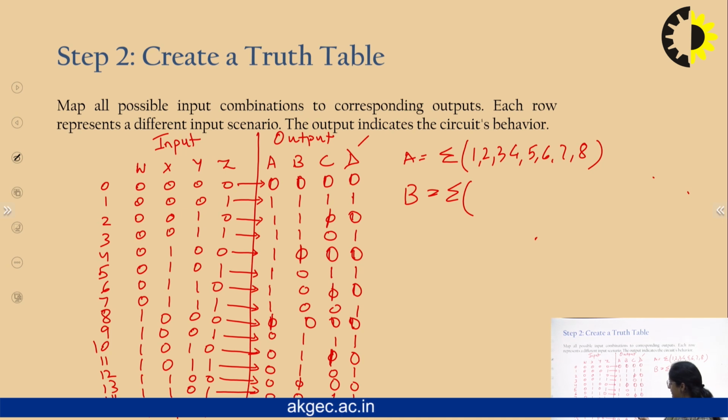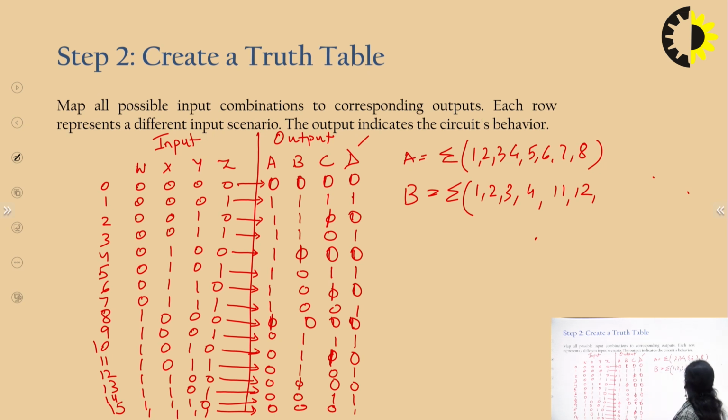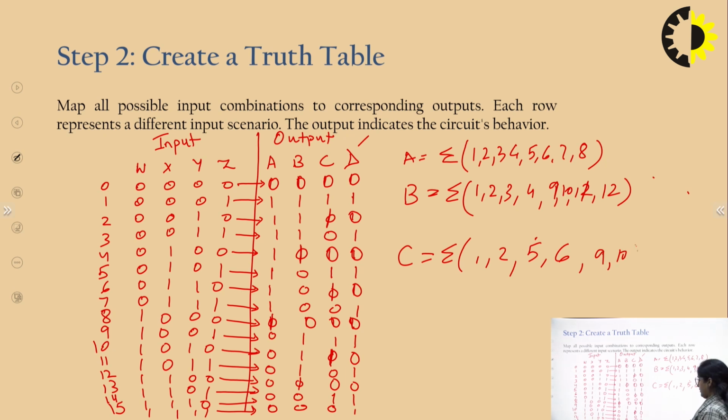Now in case of B, if I have to write, it is 1, 2, 3, 4, and then 9, 10, 11, 12. Now in case of C, it's 1, 2, 5, 6 and 9, 10. Okay. And I think 14.